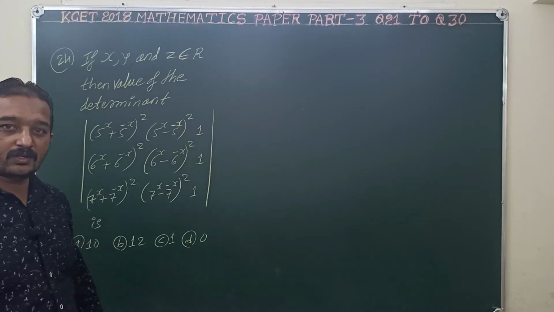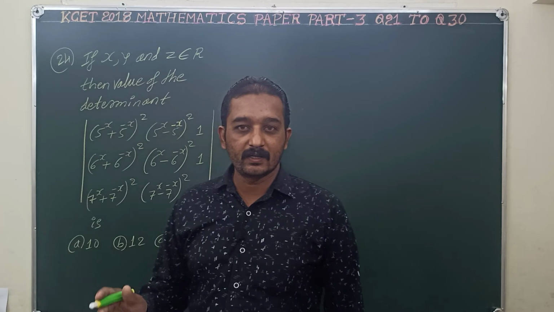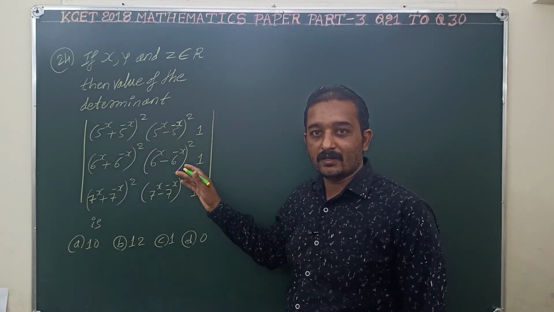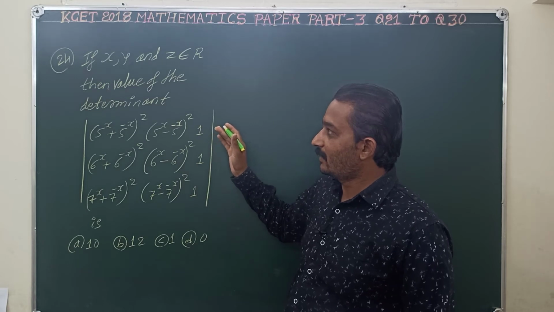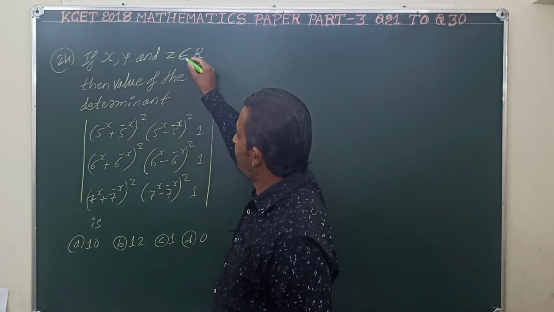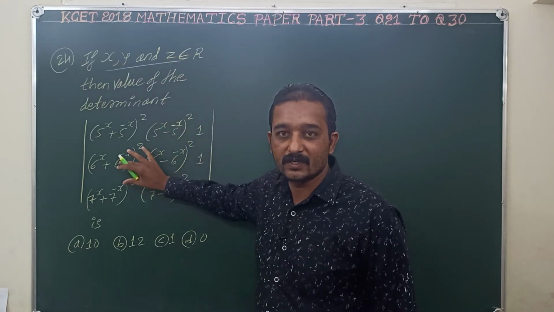So now let us move on to the next question, question number 24. This question is based on the chapter determinants. Usually they ask 3 or 4 questions on this chapter in KCET. We take the first question, 24. If x, y, z are real numbers, then we have to find out the value of the determinant in this case.